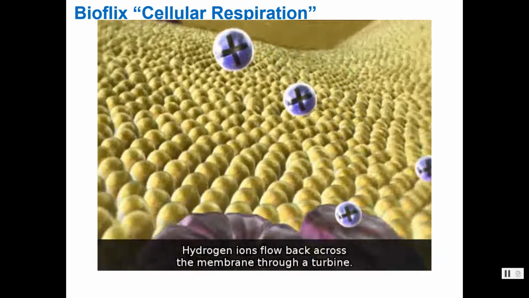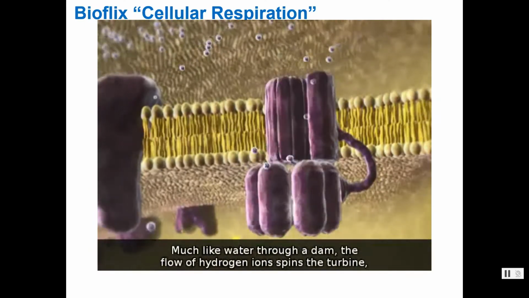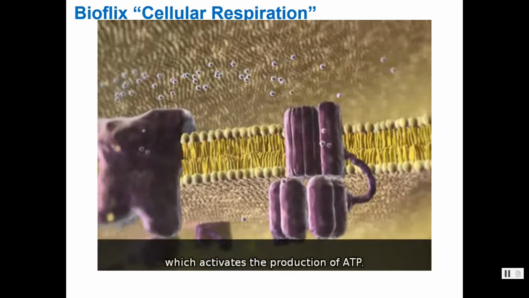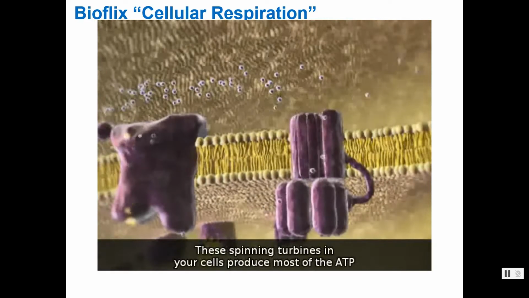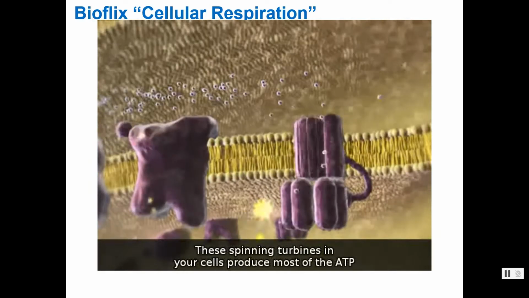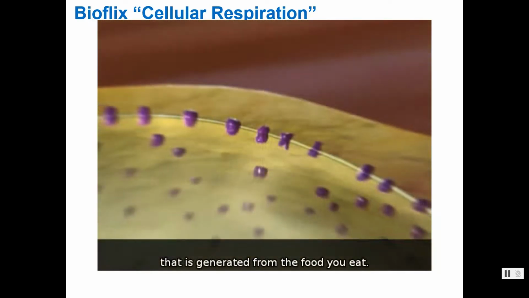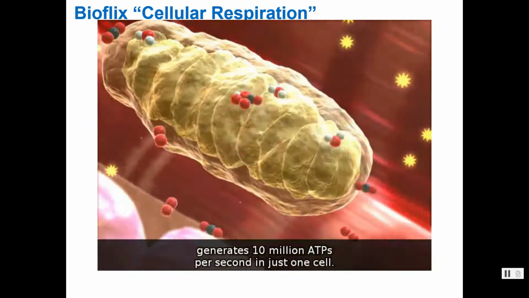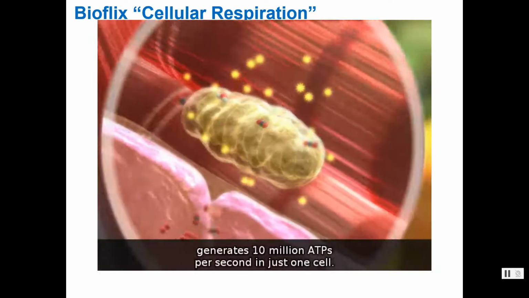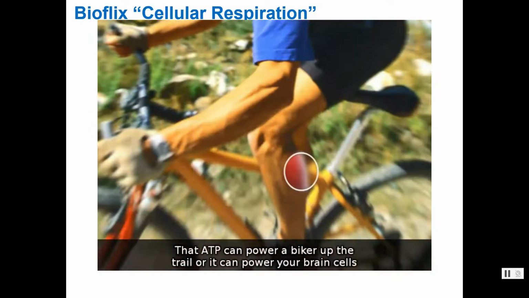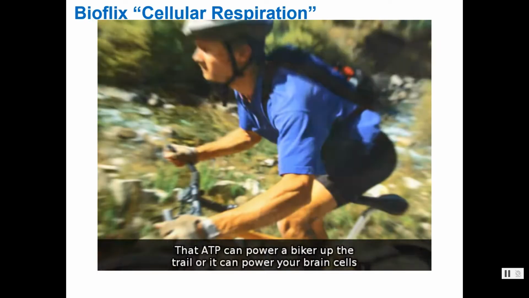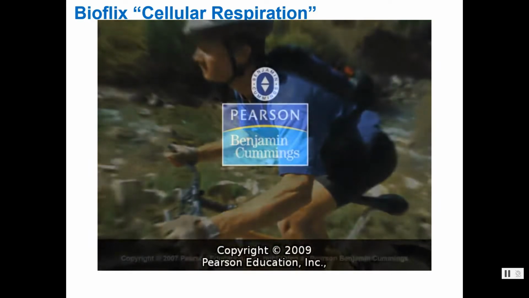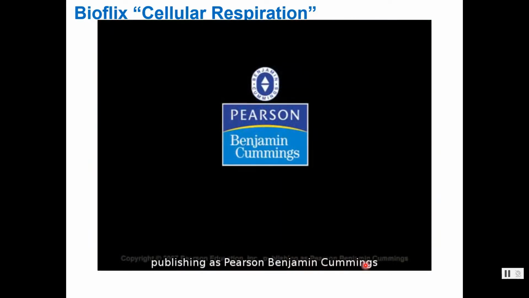Hydrogen ions flow back across the membrane through a turbine. Much like water through a dam, the flow of hydrogen ions spins the turbine, which activates the production of ATP. These spinning turbines in your cells produce most of the ATP that is generated from the food you eat. The process you've just observed, cellular respiration, generates 10 million ATPs per second in just one cell. That ATP can power a biker up the trail, or it can power your brain cells as you learn challenging biology topics.